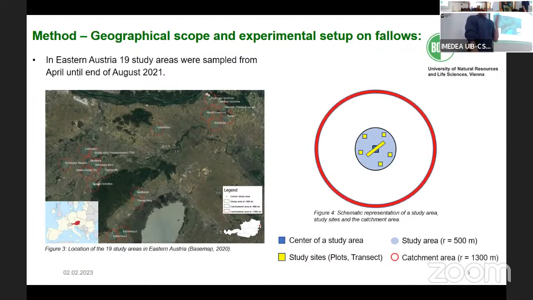Also around the center of the study area, we created the catchment area with a radius of 1,300 meters. We chose this distance because this is the distance around apiaries where native plant-pollinator interactions are significantly altered, more or less up until 1,100 meters, not 1,300. It took a little bit more. Within the catchment area, the landscape parameters were a point of our interest.